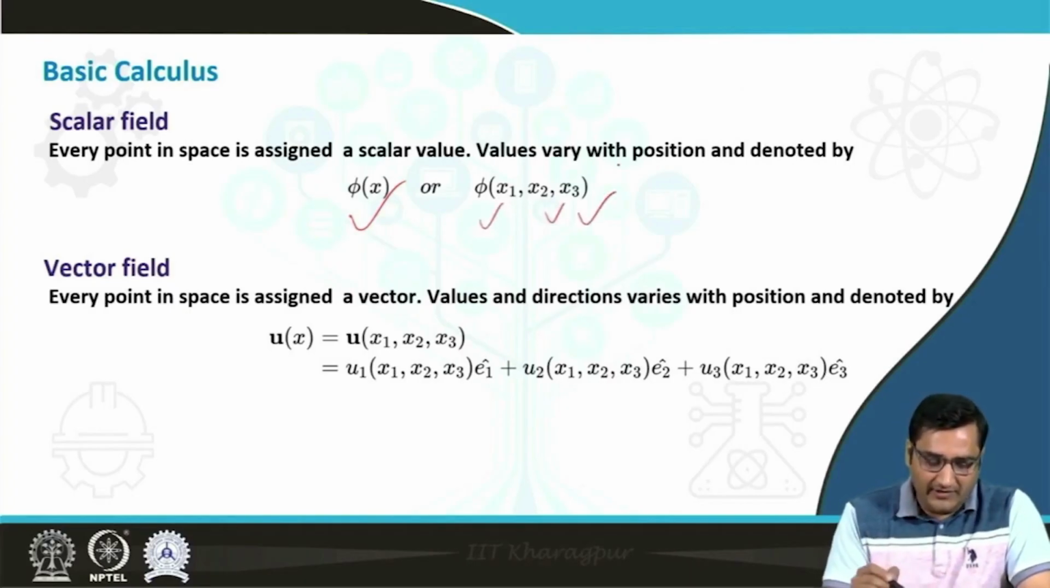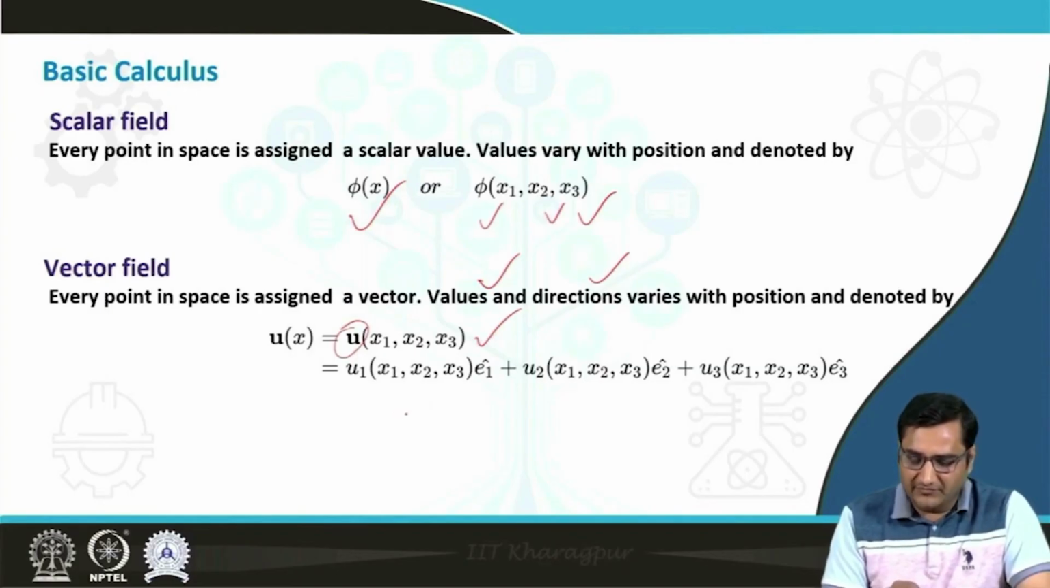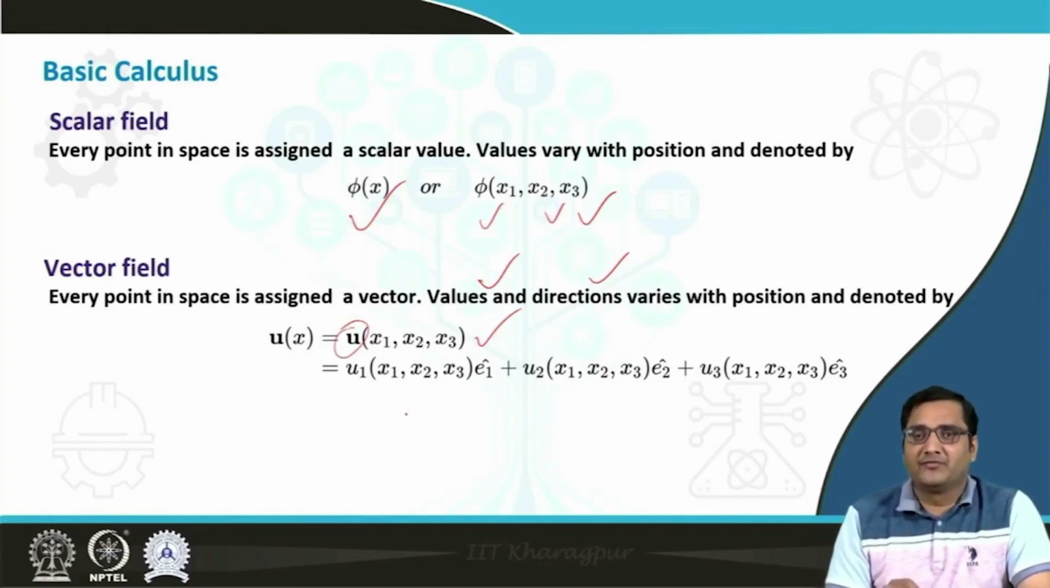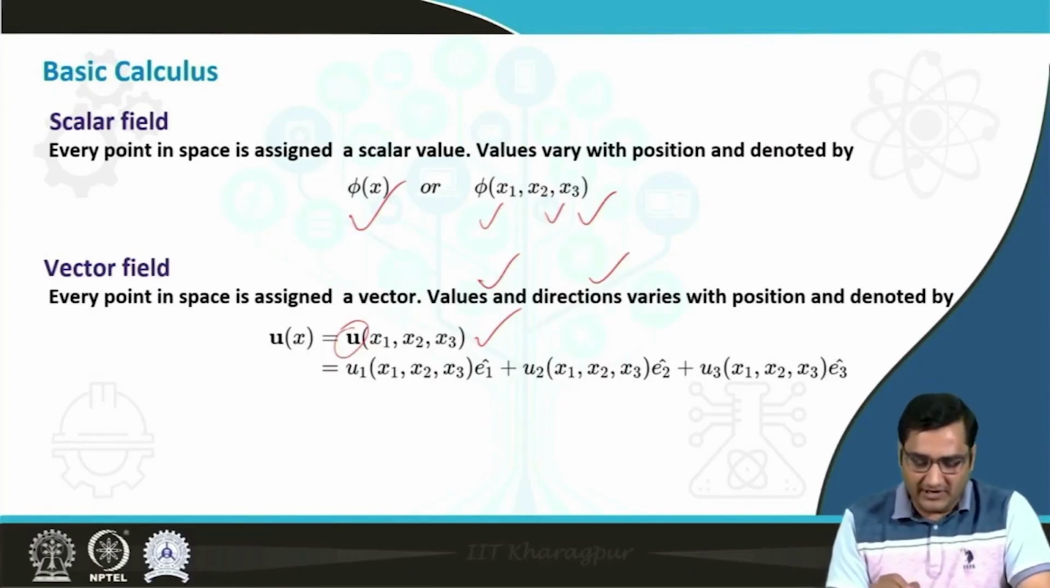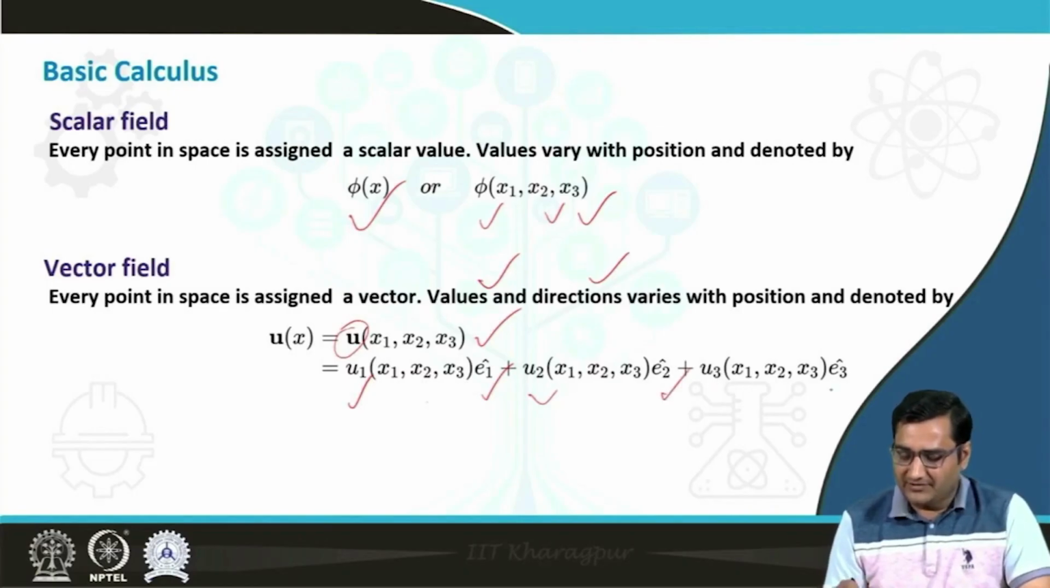And a vector field has both value and direction, and it can be written as u of x1, x2 and x3, because it is a vector field, so it will be in bold letter. And if we expand it in the directions of x1, x2 and x3, which have the unit normal vectors E1 cap, E2 cap and E3 cap, then it can be U1(x1, x2, x3) E1 cap, plus U2(x1, x2, x3) E2 cap, plus U3(x1, x2, x3) E3 cap.